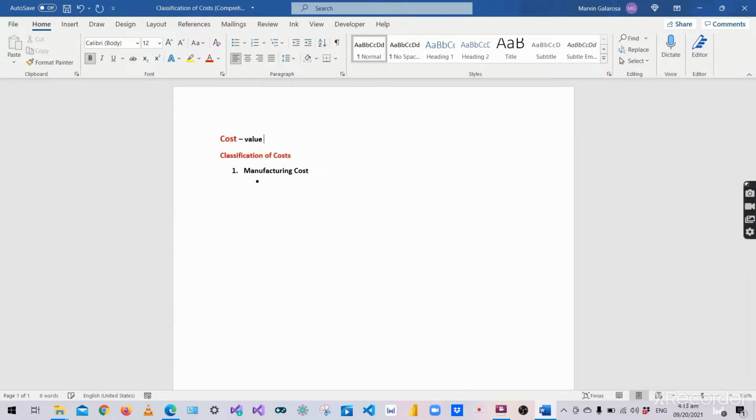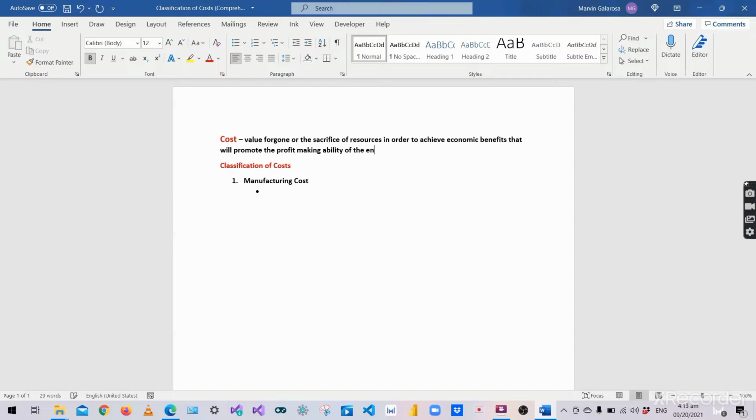Cost is the value foregone or the sacrifice of resources in order to achieve economic benefits that will promote the profit-making ability of the entity.